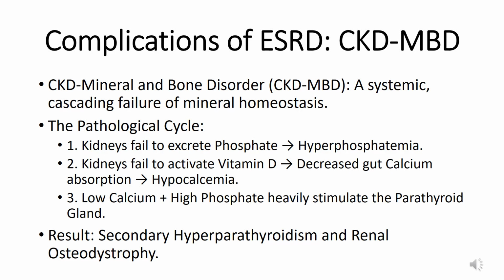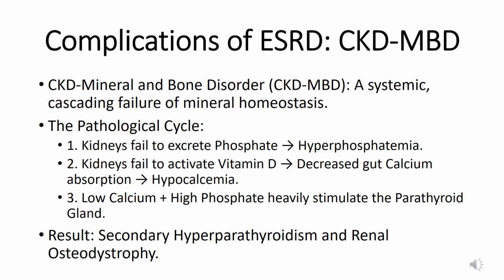At the same time, another key process is disrupted. Healthy kidneys activate vitamin D into its active form, calcitriol. Calcitriol is essential for calcium absorption from the gut. In end-stage renal disease, this activation step is reduced. So even if dietary calcium is adequate, absorption drops. This leads to hypocalcemia. Now we have two major imbalances: high phosphate and low calcium.